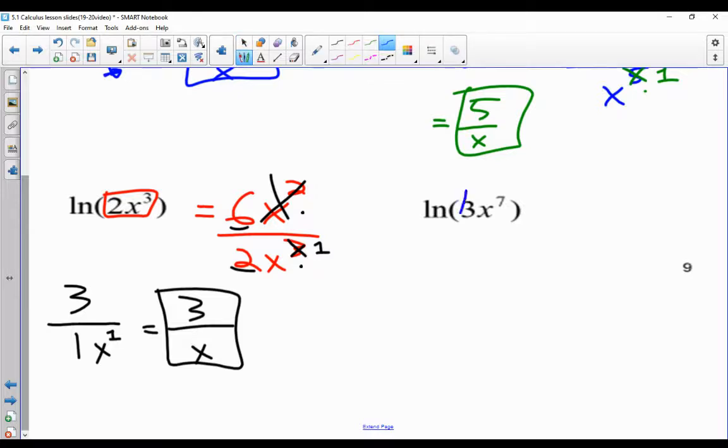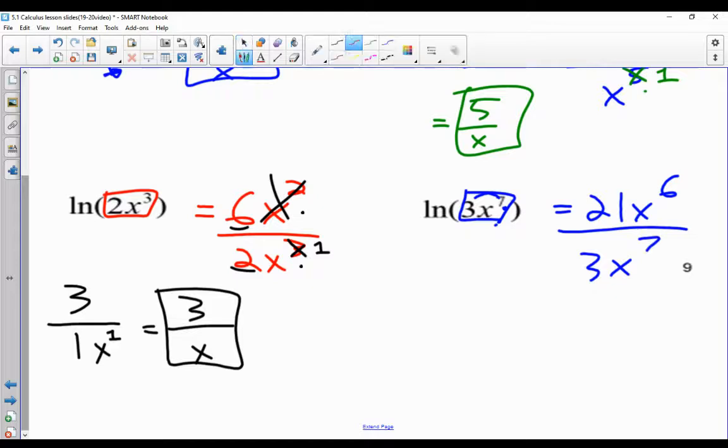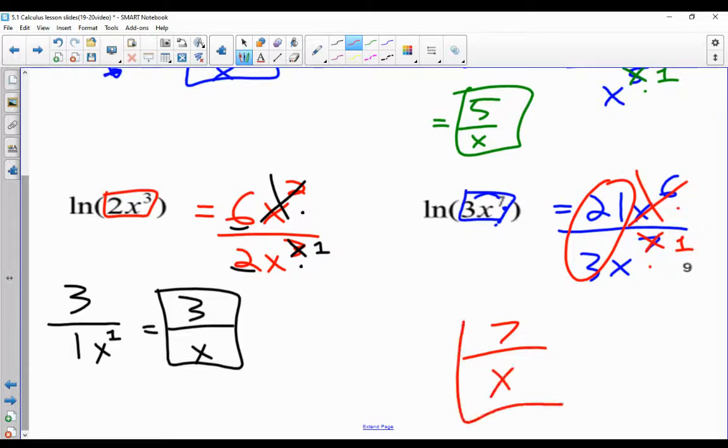Same procedure, only focus on the inside. Derive that. 7 times 3 is 21. And then 1 less of the power, which will be 6. Then divide by that original function, which in this case, the original was 3x to the 7th. Simplify from there. The 21 and the 3, that can reduce, which will give you 7. And then x to the 6 over x to the 7, you can take 6 x's away. 6 away from there, 6 away from here, which leaves you with 1x left over, left on bottom.